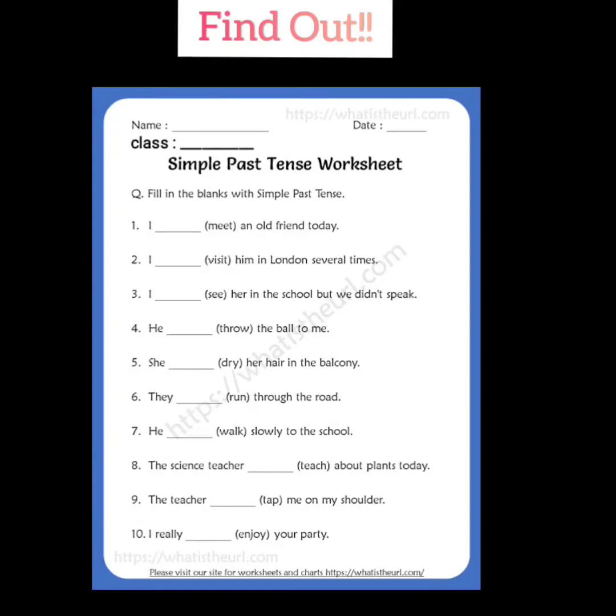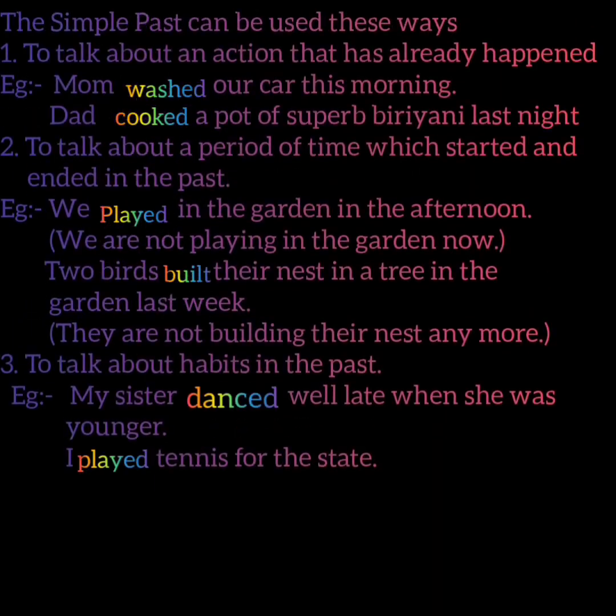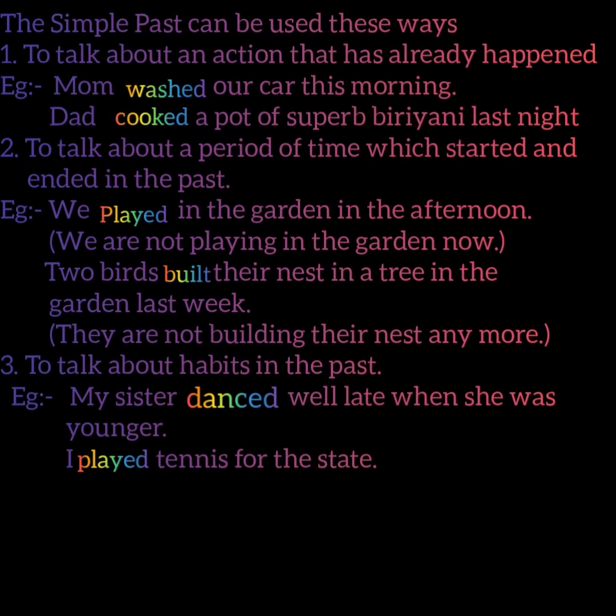Just try it out. So simple past can be used in these ways. To talk about an action that has already happened: Mom washed our car this morning. Dad cooked a pot of superb biryani last night. So last night or whatever it is that has already happened, we use with the simple past.